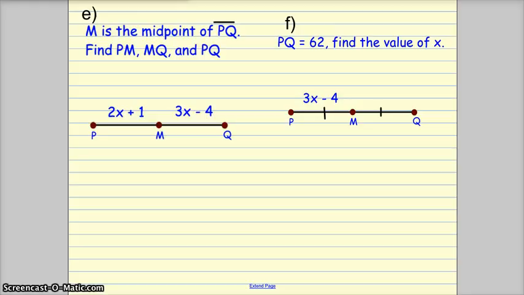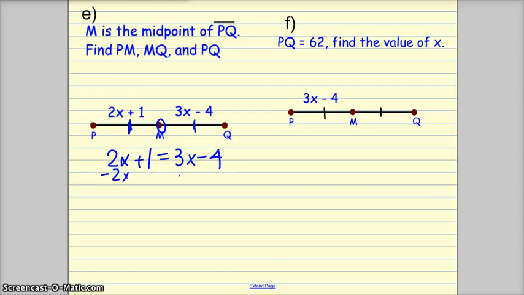For these two, same concepts. Now we're dealing with algebraic expressions. For letter E, it says M is the midpoint of segment PQ. Find the length of PM, the length of MQ, and the length of PQ. What we have here now are algebraic expressions. Because M is the midpoint, the lengths are identical. Well, if the lengths are identical, their measurements are equal. And now we've created an equation.